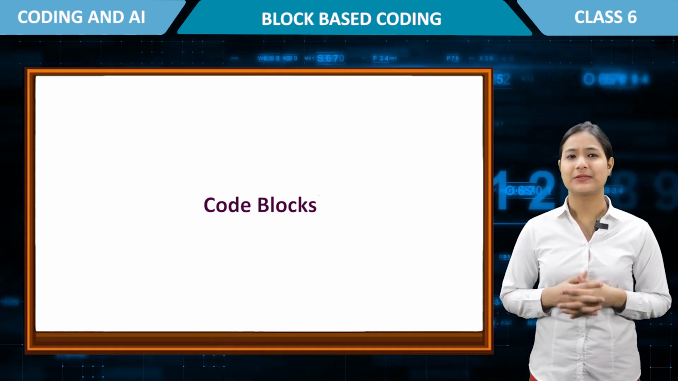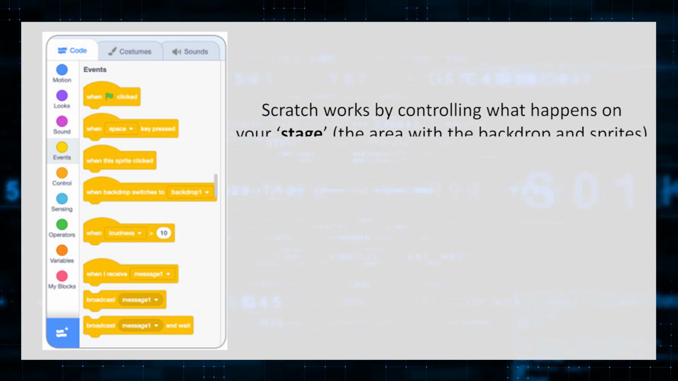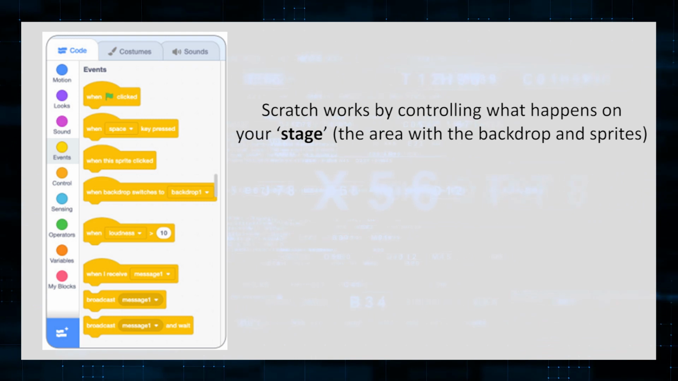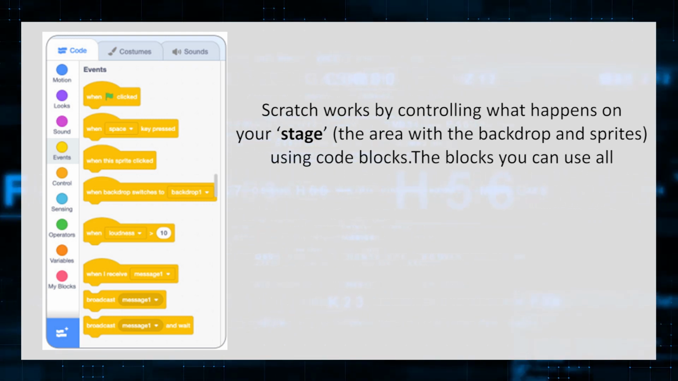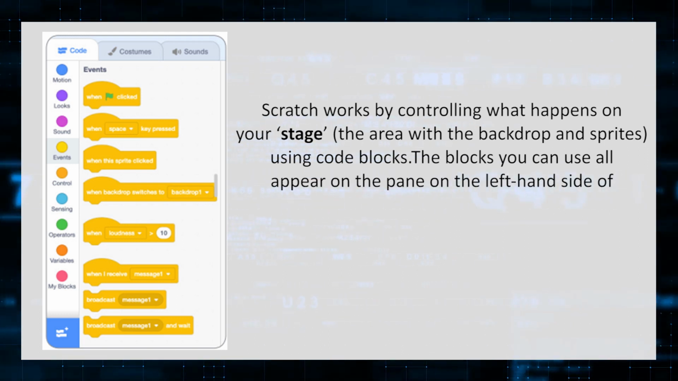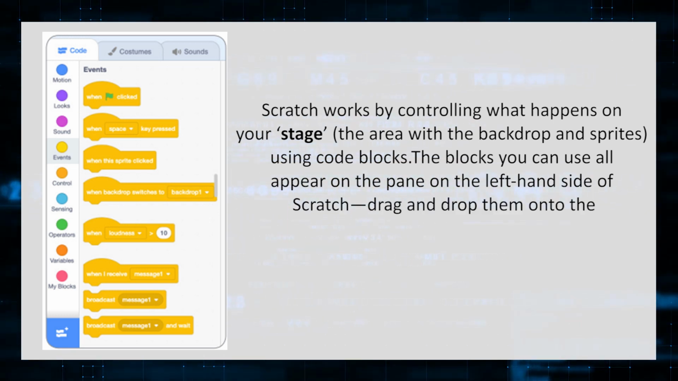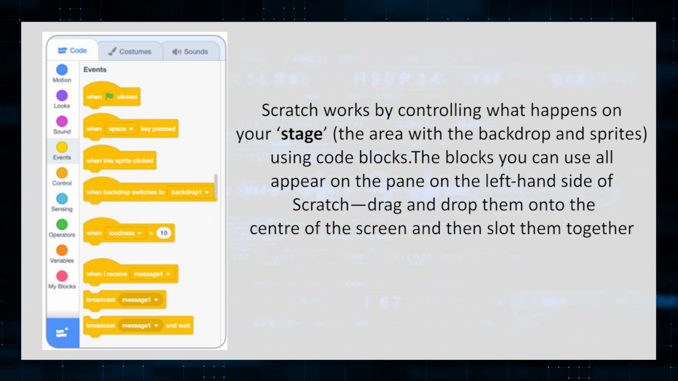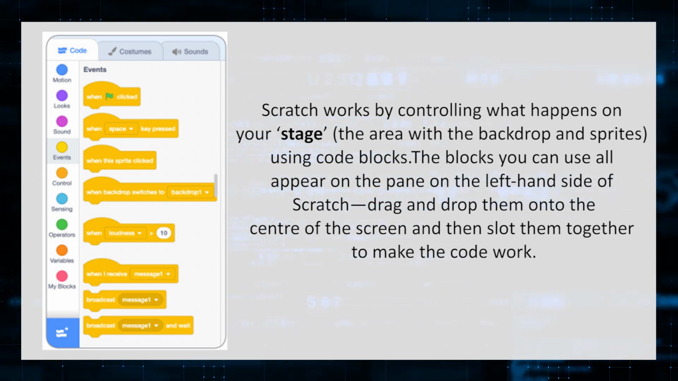Code blocks. Scratch works by controlling what happens on your stage, the area with the backdrop and sprites, using code blocks. The blocks you can see all appear on the pane on the left hand side of Scratch. Drag and drop them into the center of the screen and then slot them together to make the code work.